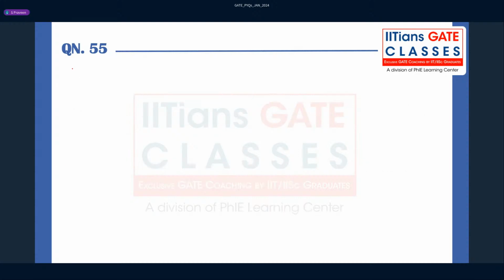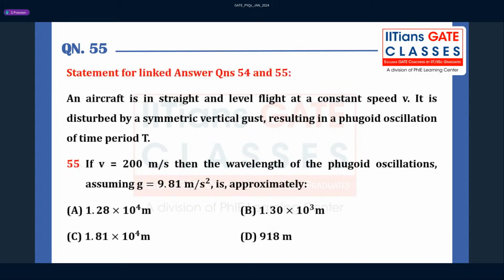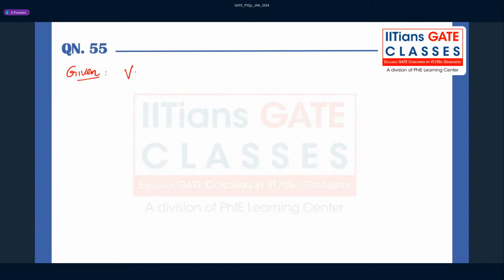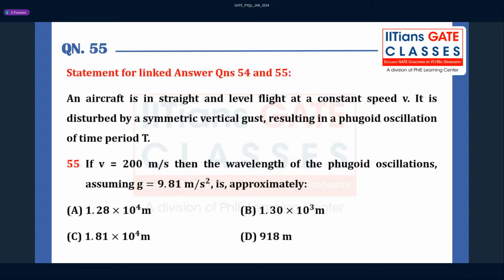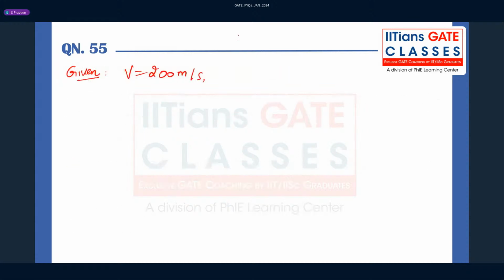So let's write the given data. What is given? V is given as 200 meters per second. And what else is given? g is given as 9.81 meters per second squared. So recall, as I drew earlier, this is a Phugoid motion basically. This is basically the amplitude, how much it has been displaced by the vertical gust, right? So what is the wavelength in here?